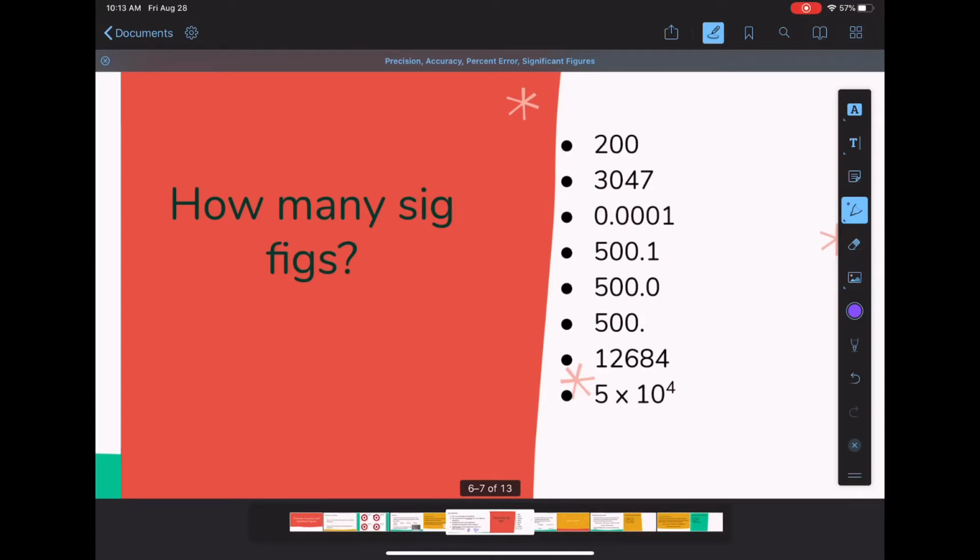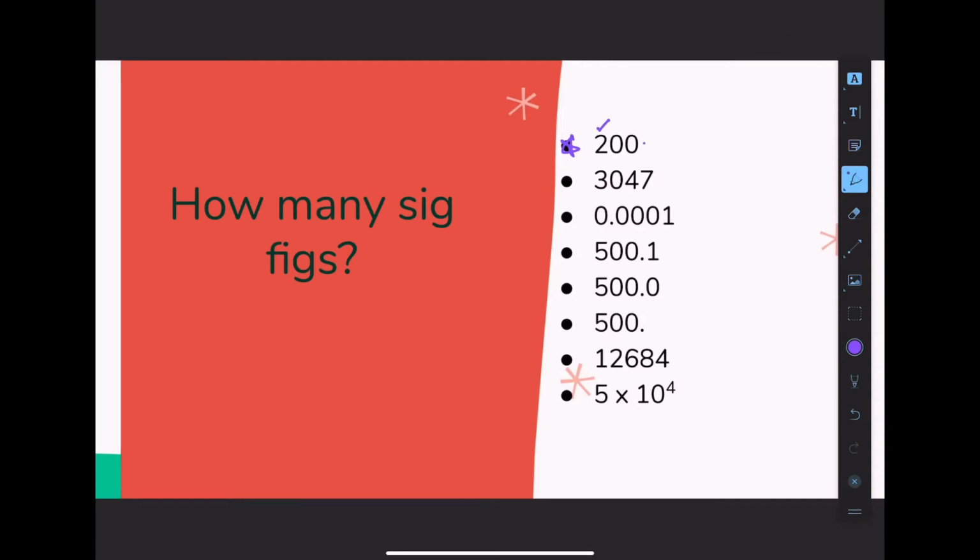All right, so this first number right here, there are 3 numbers total. We're on this 200 right here. This little 2 is significant because it's not a 0. So now we have to decide if these zeros here and here are significant. Now remember, trailing zeros are only significant if there is a decimal. So you have to have a decimal, and this number does not have a decimal, so this only has one significant figure.